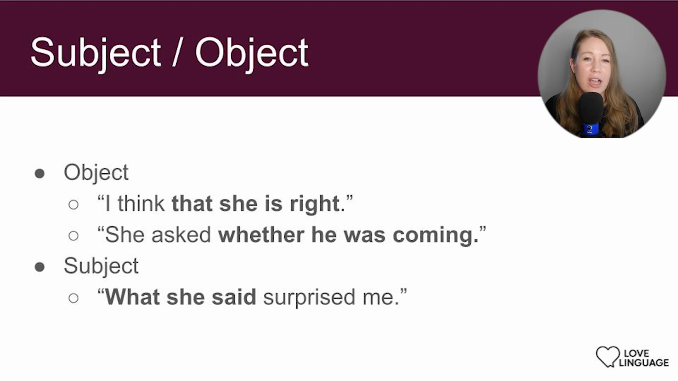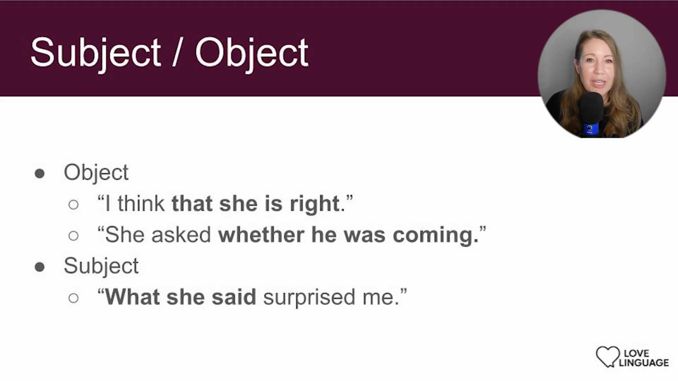So first, let's look at complement clauses as objects. Most complement clauses appear as objects. Let's look at some examples. I think that she is right. Here, that she is right is the object of the verb think. Ask yourself, what am I thinking? The answer is that she is right. Another example, she asked whether he was coming. In this case, whether he was coming is the object of asked. Ask yourself, what did she ask? Well, the answer is whether he was coming.